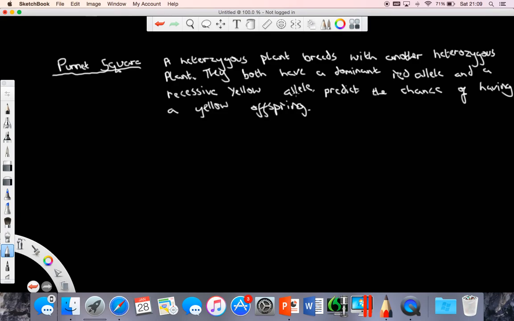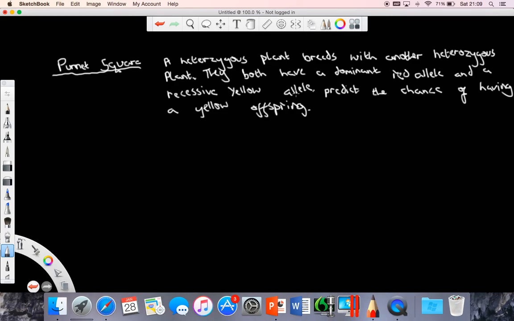Because you essentially need to work out the crosses of the offspring. You need to draw a Punnett square, and you also need to use the correct terminology, okay? So, first things first, it says here that they are both heterozygous, okay? So hetero means that they have one of each allele.